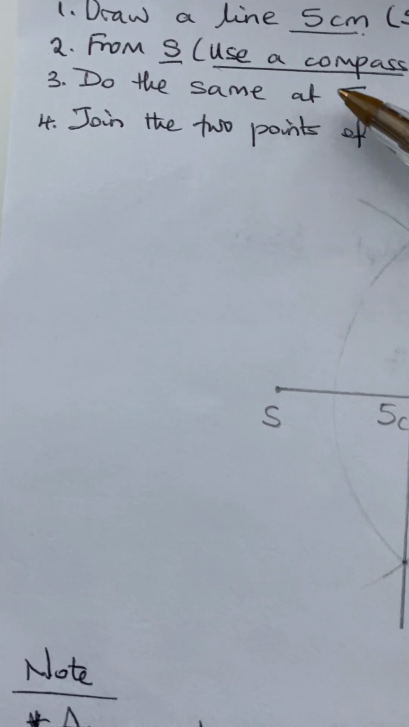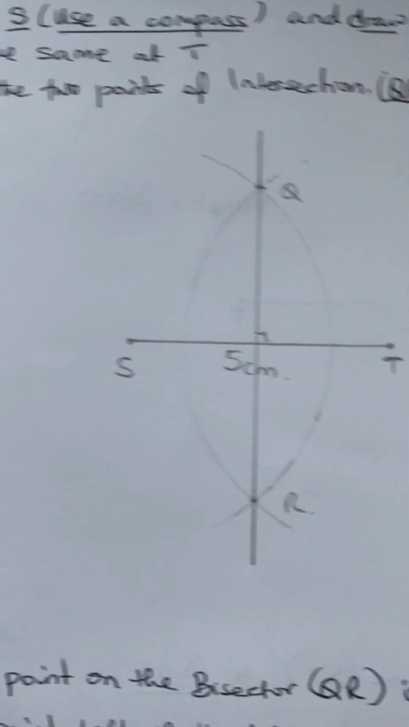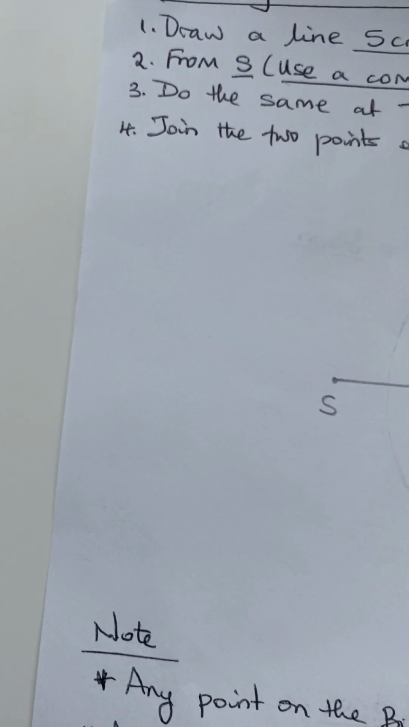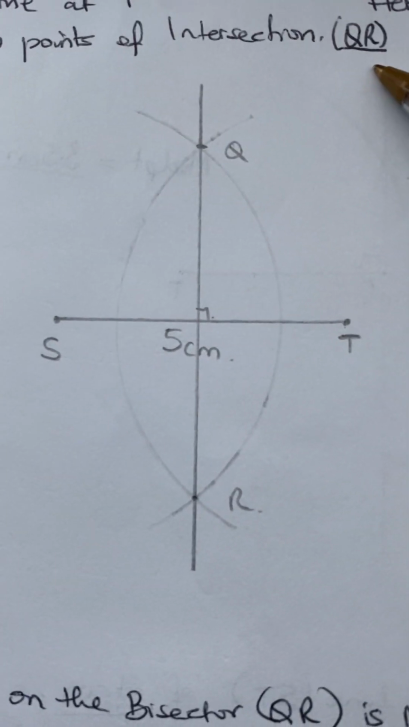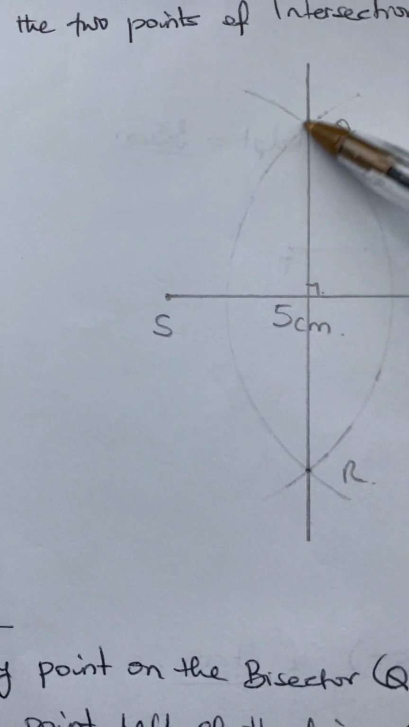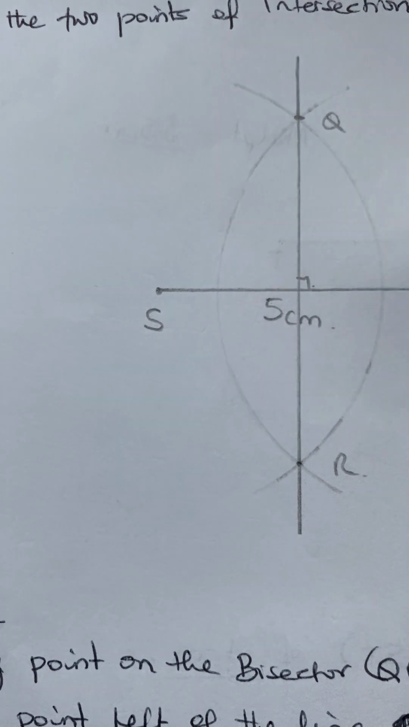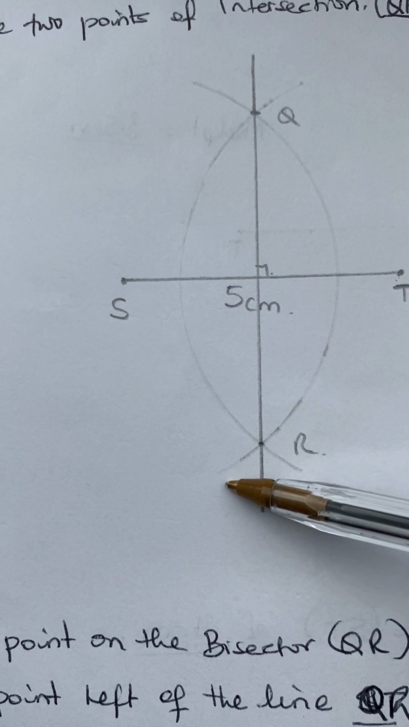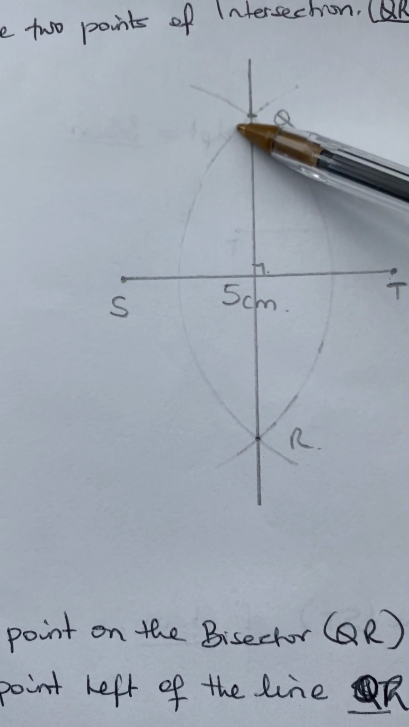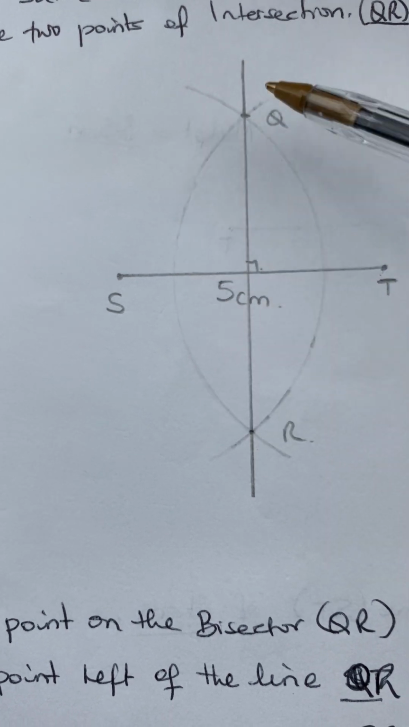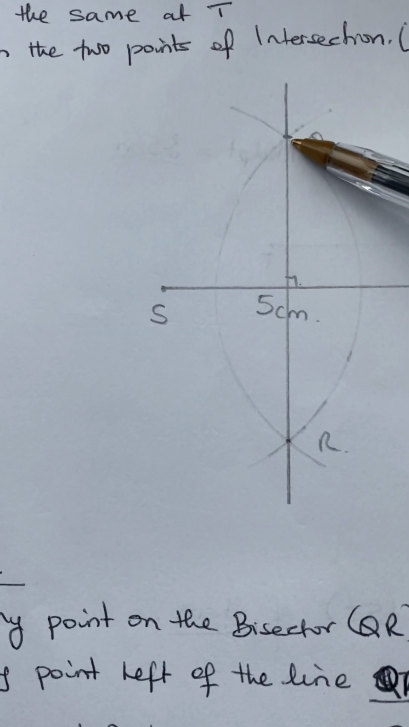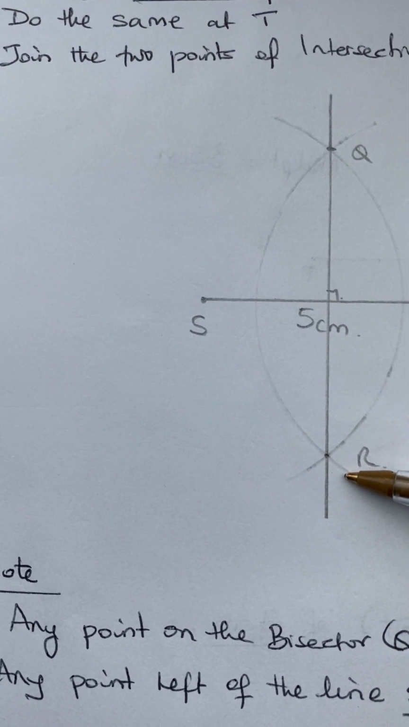So from S and a compass, you draw two arcs, top and below, as I've just shown you. Do the same at T, which we have done. Join the 2 points of intersection Q and R. So these two arcs that we've drawn from S and T, top and below, this is how they will look. So this point of intersection and that point of intersection, we are going to draw a straight line. That will be our Q, that will be our R.